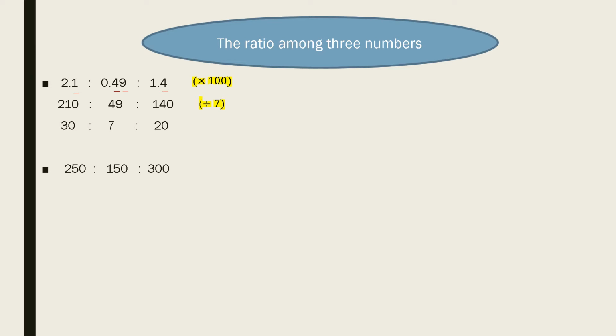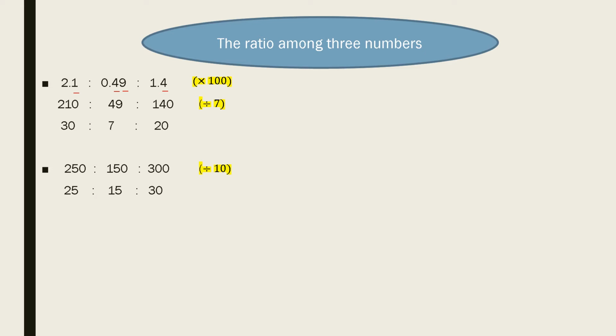250 to 150 to 300. Now we have a ratio between whole numbers. Then we need to simplify the ratio. Divide all of them by 10, not by 100, because we divide according to the least number of zeros.